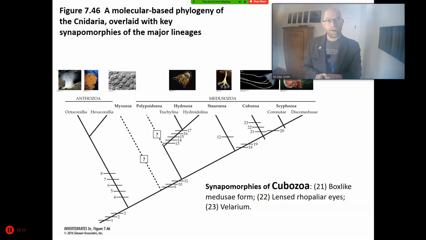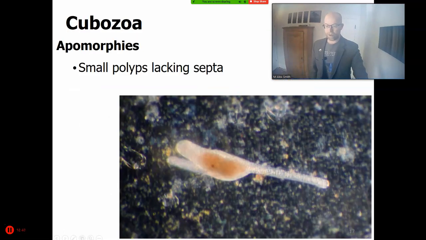The rhopalia here is even more advanced, and there are near lenses that appear, and a velarium. And a velarium is not a Harry Potter incantation, but it's an assist in jet propulsion. So cubozoans are very mobile. If you've been stung or if you've read about the irukandji or other stinging and mobile jellies, they are cubozoans. So let's take a look at those.